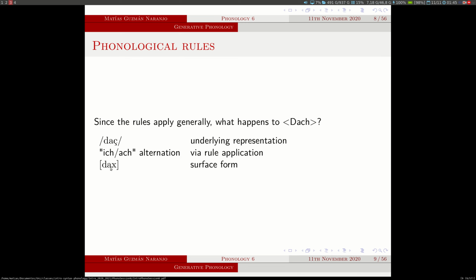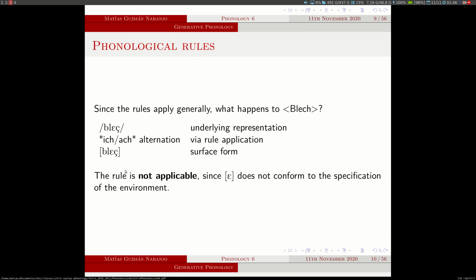However, if you have something like Dach, what happens? Well, you have the same underlying representation, and you have the right context, and you end up with the surface form Dach. In contrast, if you have something like Blech, well, the context is not correct or doesn't match the rule description, which means that the rule cannot apply. And if the rule cannot apply, then you end up with the surface form with the sh-like sound.